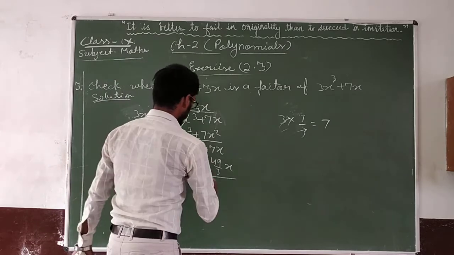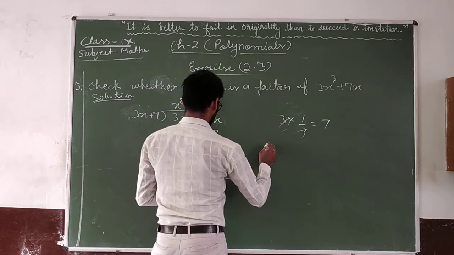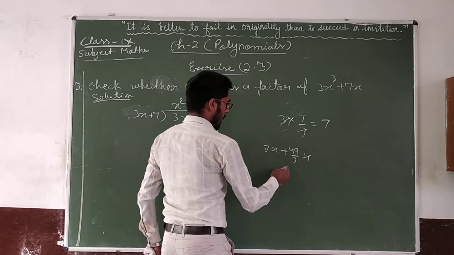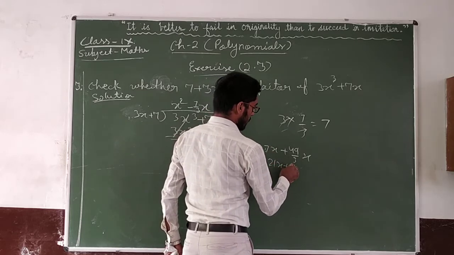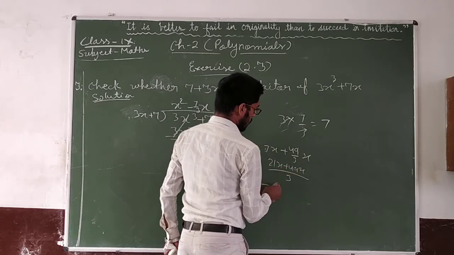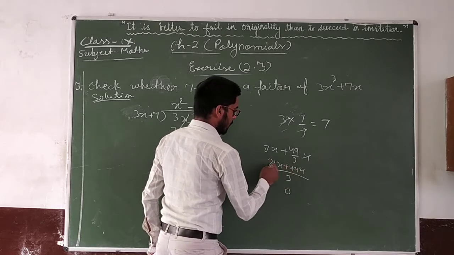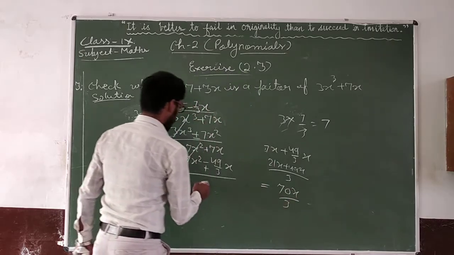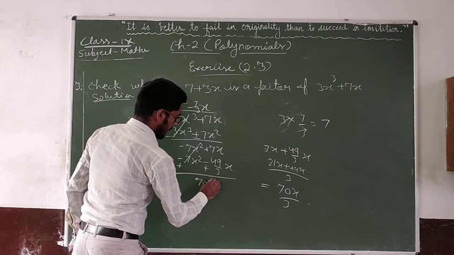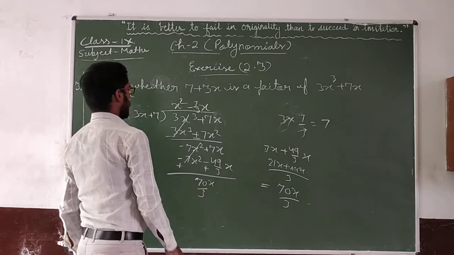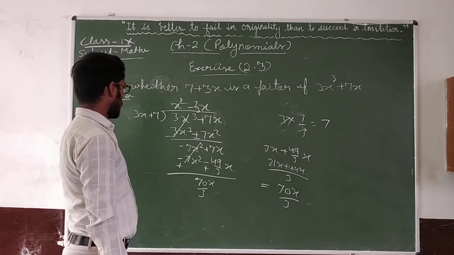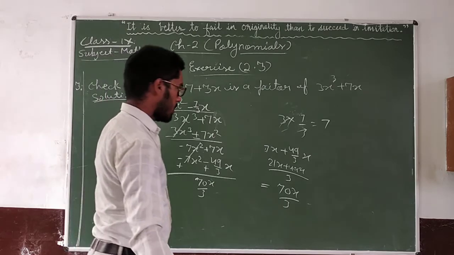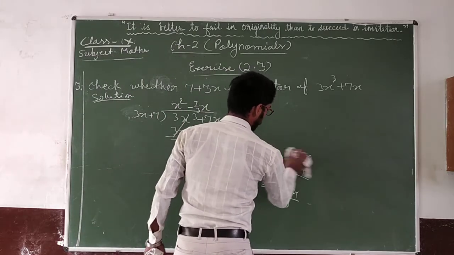Now you have 7x plus 49 by 3x. Solve it. 7 times 3 is 21x plus 49x upon 3. You have 21 plus 49 is 70x upon 3. So you can write here 70x upon 3. And I think after that you cannot divide it. Can you divide it? Start dividing. We continue with it.